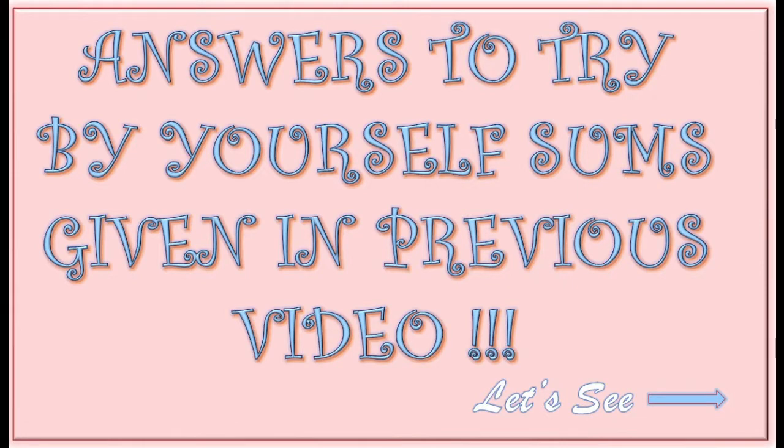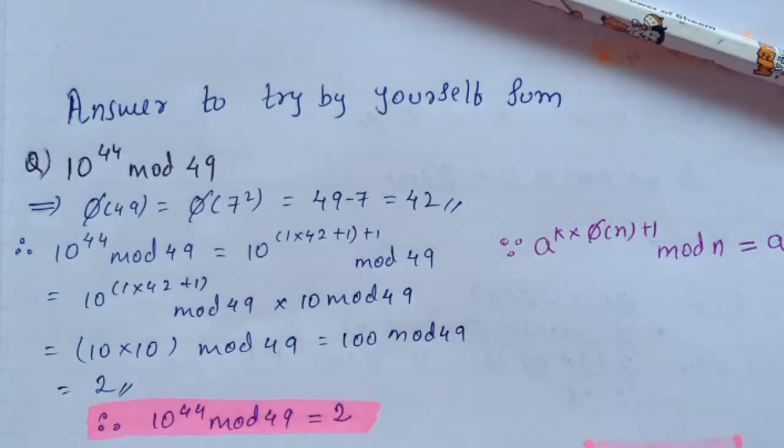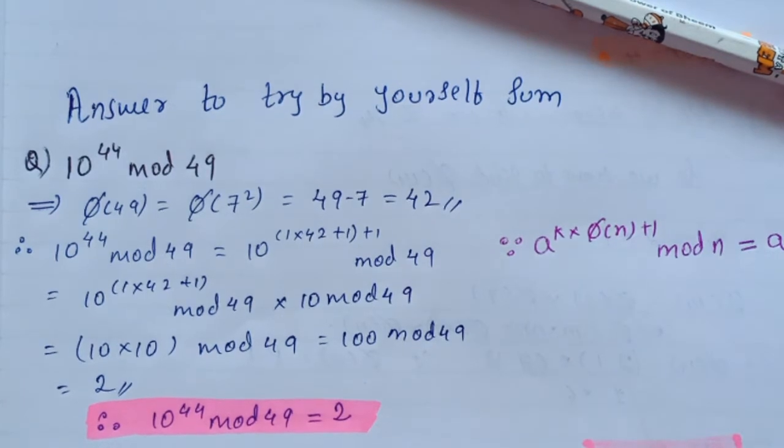Firstly, we will see answers to the try-by-yourself sums that I gave in my previous video. So the answer to 10 raised to 44 mod 49 is 2.